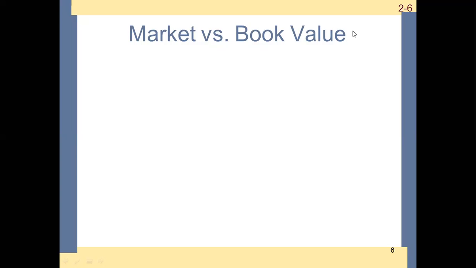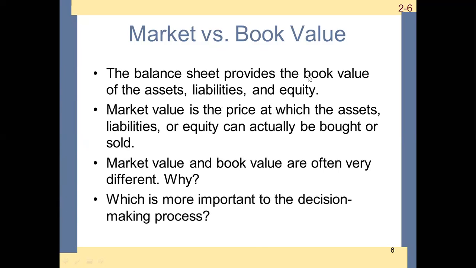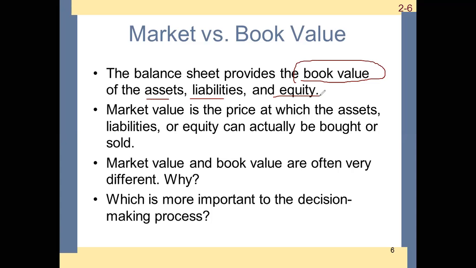Now let's look at the difference between the market value and book value. Let's try to understand the differences between the market value and book value. The balance sheet provides the book value of the assets, liabilities, and equity. We have recently looked into the values of the balance sheet. The book value also means that all these three things mentioned in the accounting equation or the balance sheet equation are written on the value in the books of accounts. The value in the books of accounts, that's why we call them the book value of assets, book value of liabilities, and book value of equity.